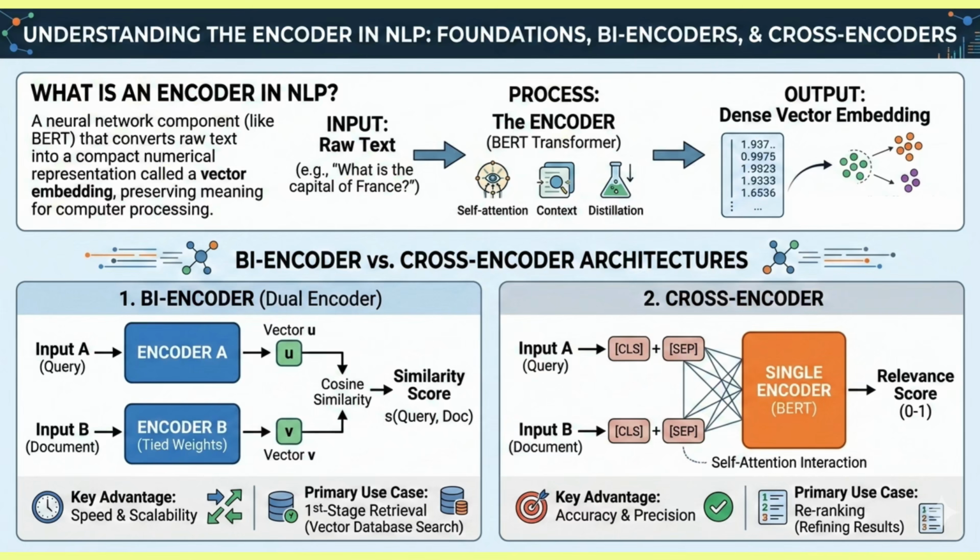In most real-world applications, especially for semantic search engines and RAG systems, a hybrid approach is used to balance the speed of bi-encoders with the precision of cross-encoders.